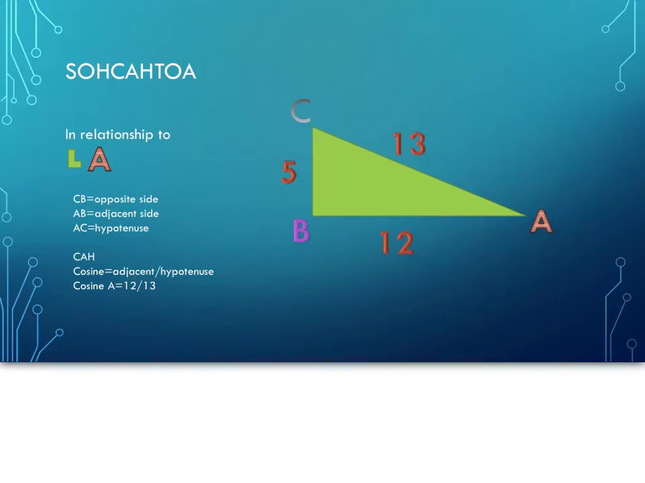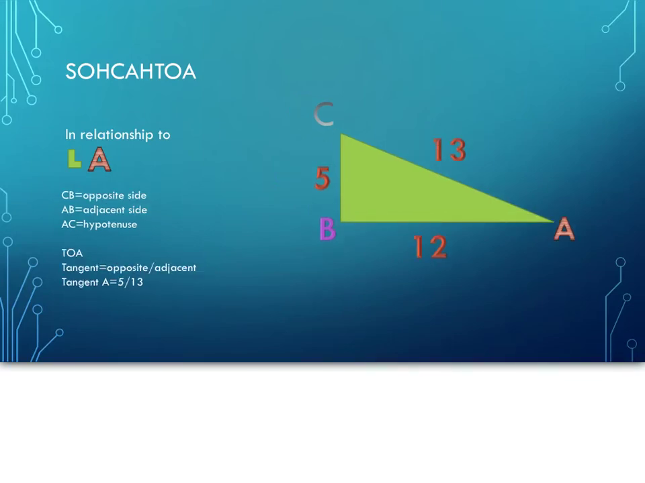Now we're going to discuss the CAH of Sohcahtoa. In CAH, C stands for cosine, and it's equal to the adjacent side divided by the hypotenuse. And so we have angle A again, and the adjacent side, the one next to it, not the one across or the opposite side, the one next to angle A or connected to angle A, is the side that has a measure of 12, and then the hypotenuse again is across from the right angle, which is side 13. So the cosine of A would be 12 divided by 13.